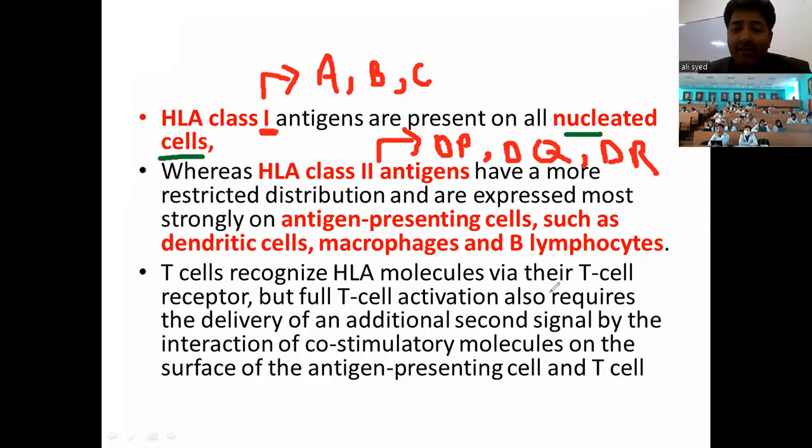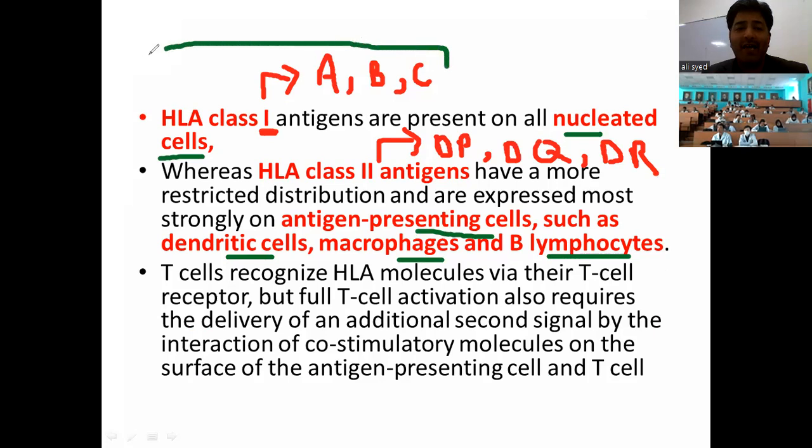Class 2 antigens are your antigen presenting cells. They are present on dendritic cells, macrophages, and B lymphocytes. Now you must match all these antigens in the patient.